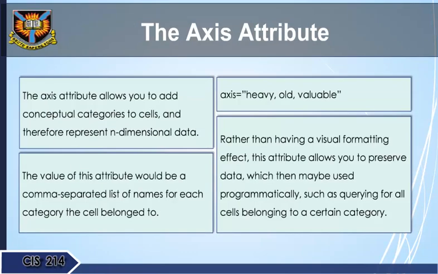The axis attribute. The axis attribute allows you to add conceptual categories to cells and therefore represent n-dimensional data. The value of this attribute would be a comma-separated list of names for each category the cell belonged to. Axis equals heavy, hot, valuable. Rather than having a visual formatting effect, this attribute allows you to preserve data which then may be used programmatically, such as querying for all cells belonging to a certain category.